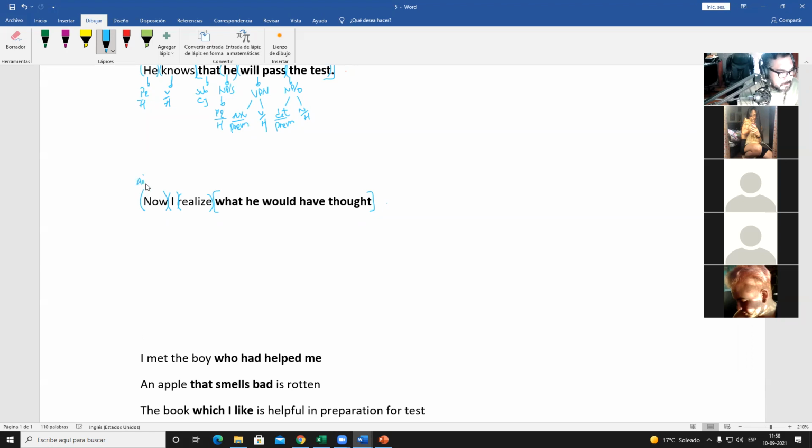Rapidito, esto es una adverb phrase, adverbial. Esto es una noun phrase, subject. Esto es una verb phrase, verb. Y esto es una noun clause, objeto. Dije noun clause, hay frases adentro.